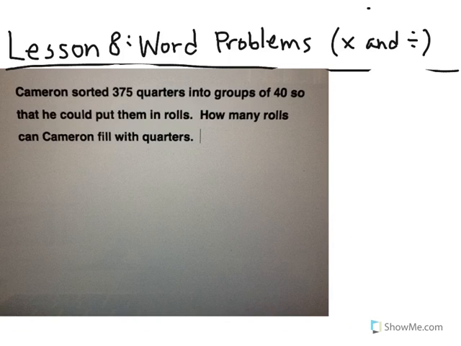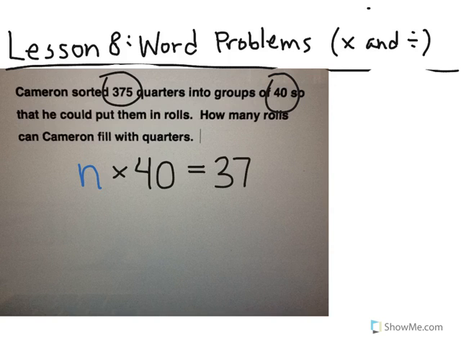Let's take a look at one more problem. Cameron sorted 375 quarters into groups of 40 so that he could put them in rolls. How many rolls can Cameron fill with quarters? So we are given the total number of quarters, which is 375, and the number in each group, which is 40. We are asked to find the number of groups. So we don't know how many groups there are. I can use the variable n multiplied by the number in each group, which is 40. That equals our total of 375.